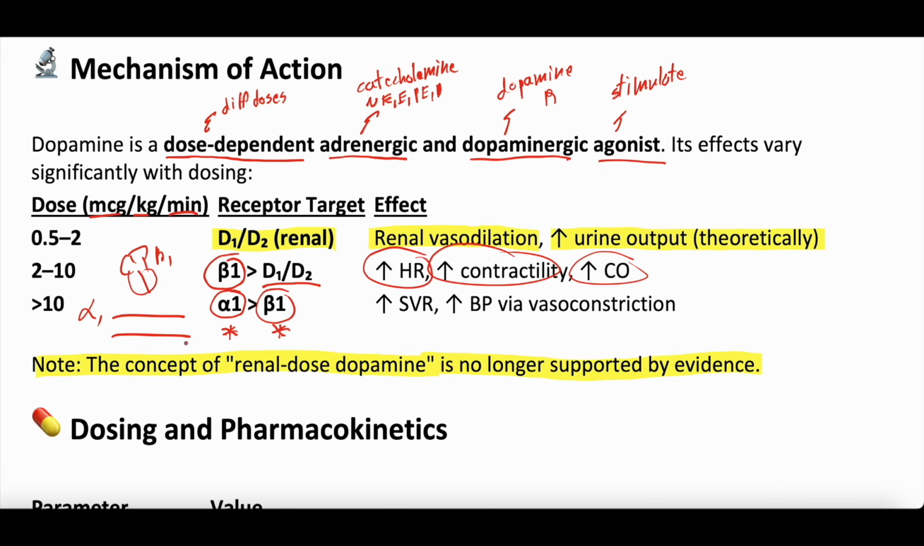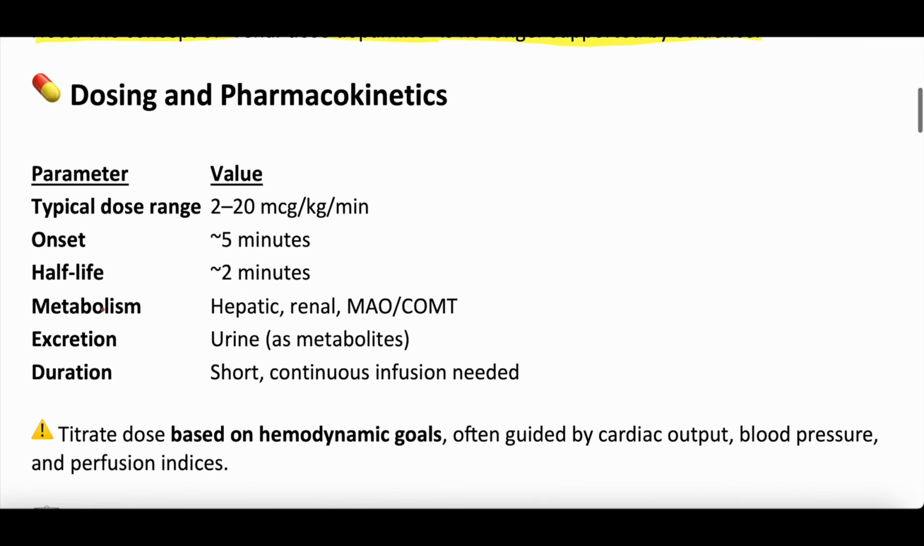So this is when alpha-1 on the blood vessels leads to vasoconstriction that increases your systemic vascular resistance, which then increases your blood pressure, your MAP, through vasoconstriction. It still has a little bit of the cardiac beta-1 effects, increasing heart rate, contractility, and cardiac output, but it primarily increases your blood pressure at these higher doses. And this will be important when we talk about indications, because there's going to be some dose-dependent indications here as well. So dosing and pharmacokinetics.